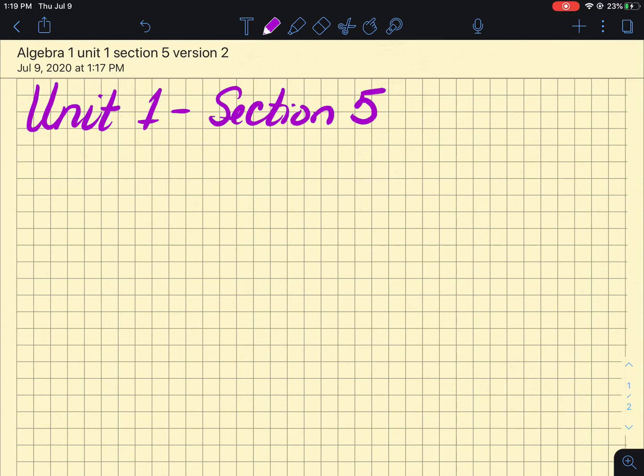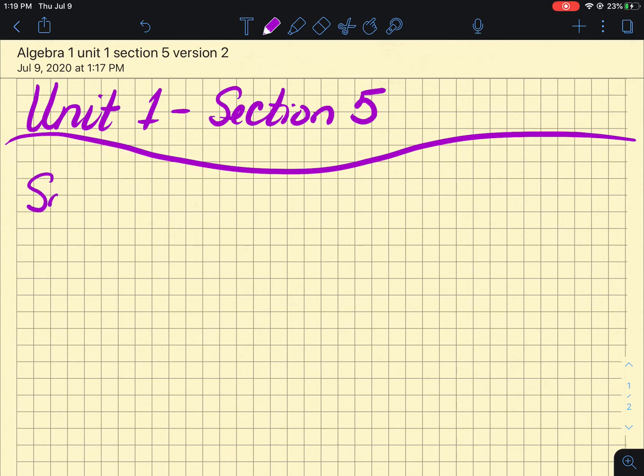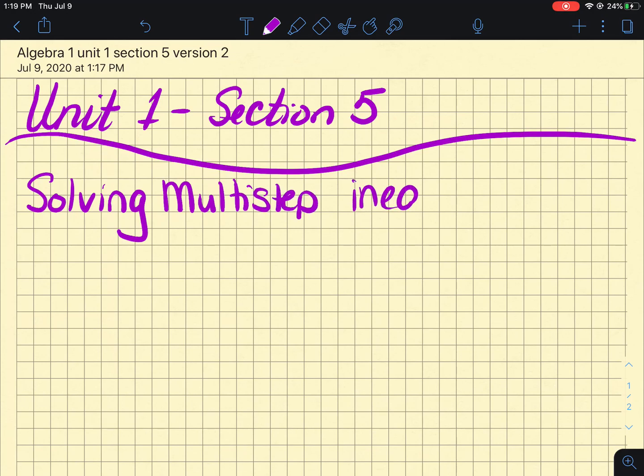Okay, now we're on to Unit 1, Section 5. This is solving multi-step inequalities. Really, there's nothing new in this lesson. We're just combining a couple lessons together. We're combining inequalities with solving multi-step equations, okay? So I'm only going to do probably 4 problems, and then we'll practice it in class.